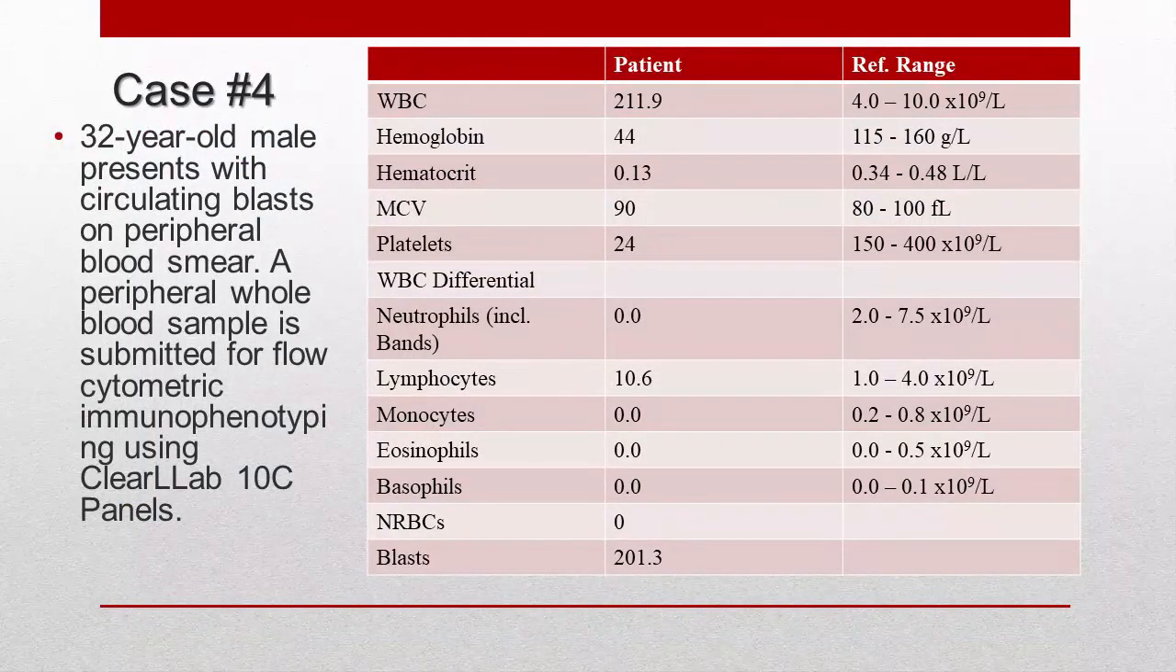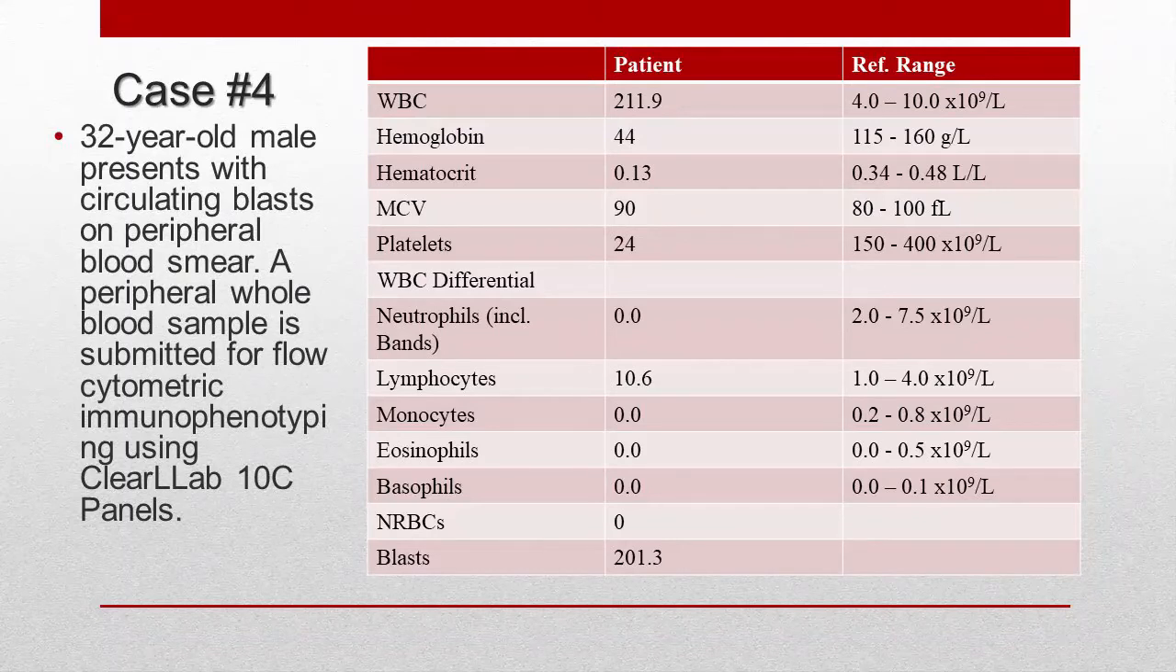So case number 4 is a 32-year-old male presenting with circulating blasts on the peripheral smear. A whole blood sample was then submitted to flow cytometry. Occasionally we do get the blood at the same time as the bone marrow in our laboratory, but sometimes, depending on the time of day, we get the peripheral blood first.